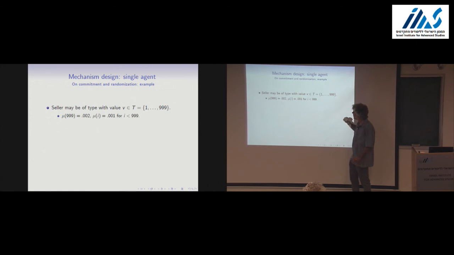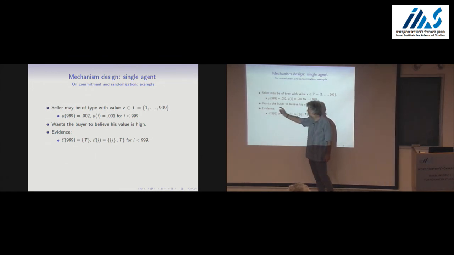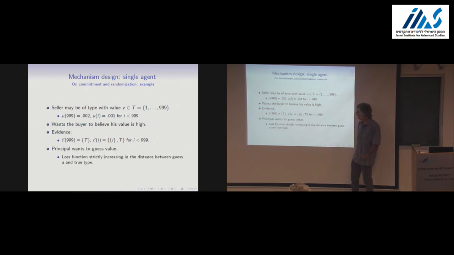Very simple environment. The seller wants the buyer to believe his value is high. So the value is equal to the type: V of t is equal to t. The evidence structure is very simple. The highest value type can't prove anything. Everyone else can either prove their type or be silent and not prove anything. The principal wants to guess the true value. The loss function is going to be strictly increasing in how far off you are. This is a very simple example of a disclosure game that I started with.